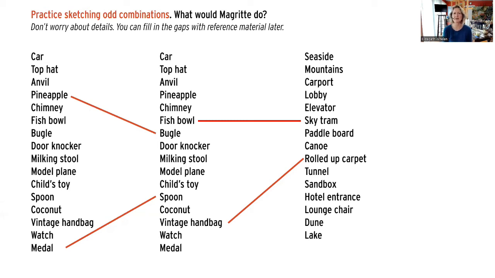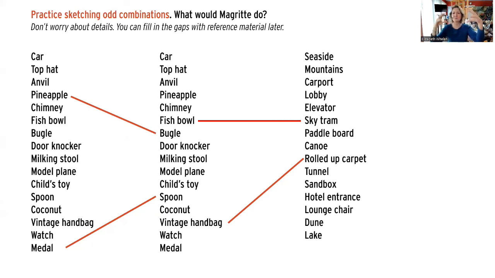Don't worry about the details. But for example, if you were to take these lists, which I have here, and which will be in the PDF I send around, and put them together in odd ways. So I've got fishbowl and a sky tram, those little gondolas that go up a mountainside, I think that's the right name.